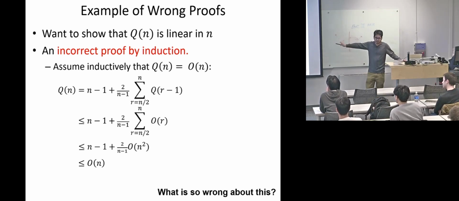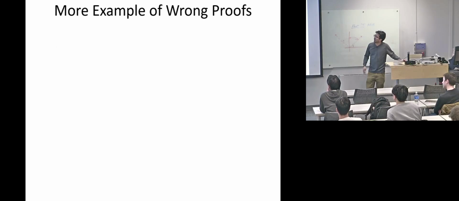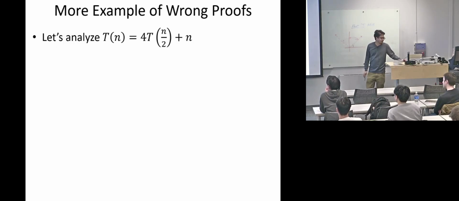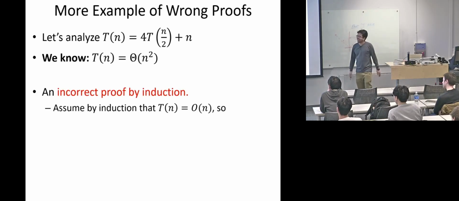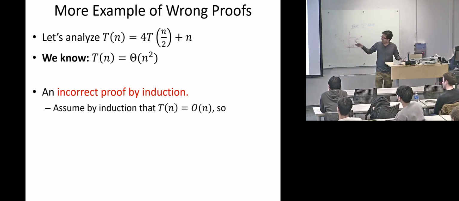Because if you just use this strategy, let's look at another really wrong example. Look at this recurrence. We know from the master theorem that this solves to n squared. But let's try to do something. I want to prove by induction that actually this is order of n, which is wrong for sure. And how can I do this?